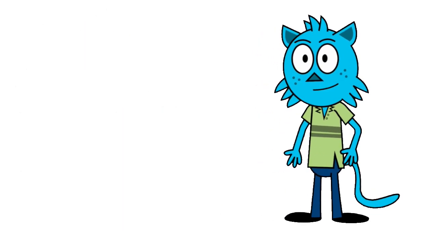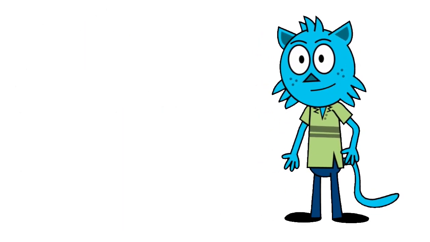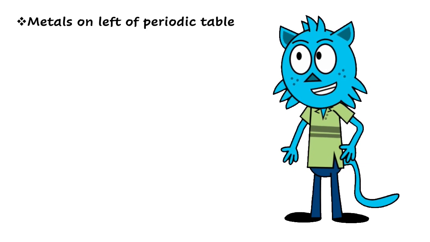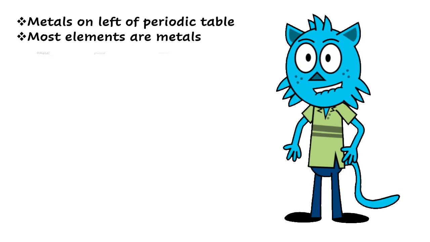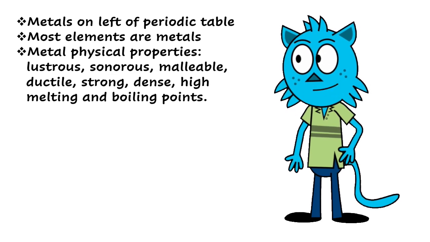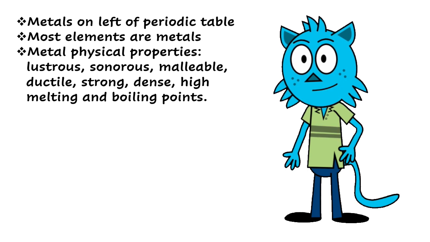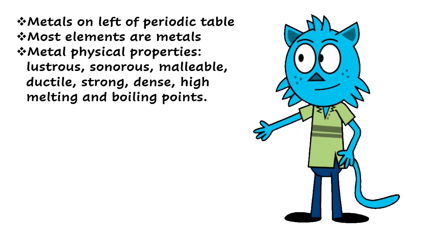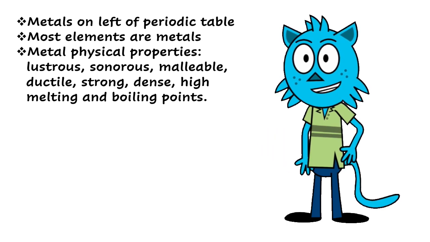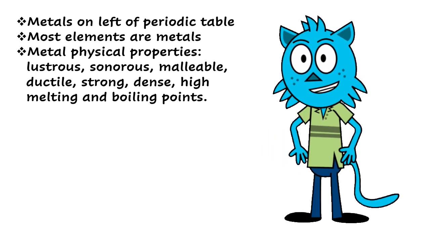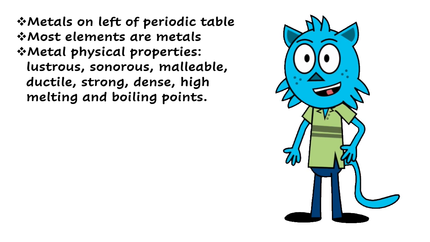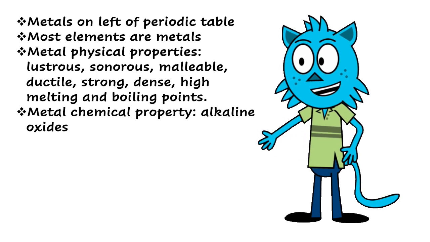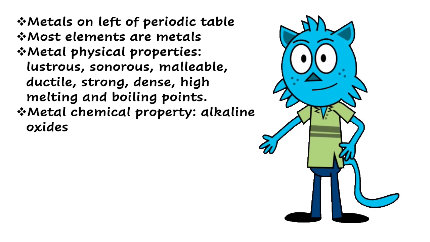In this lesson, our first in our metals series, we have learned the following. Metals are on the left of the periodic table and most elements are metals. We have found that metals have different physical properties to non-metals. Metals are lustrous, sonorous, malleable, ductile, strong, dense, and have high melting and boiling points. Metals also have the chemical property of having alkaline oxides.